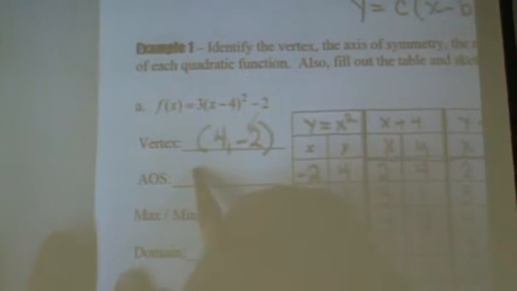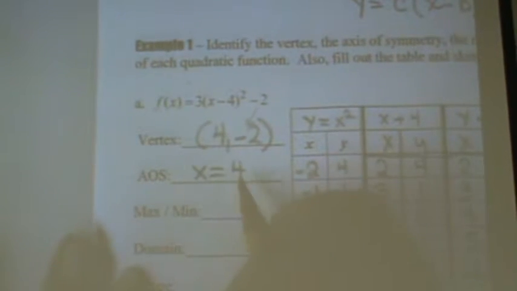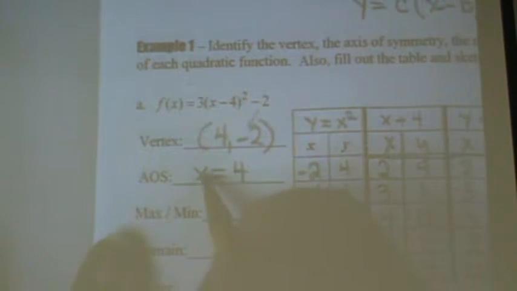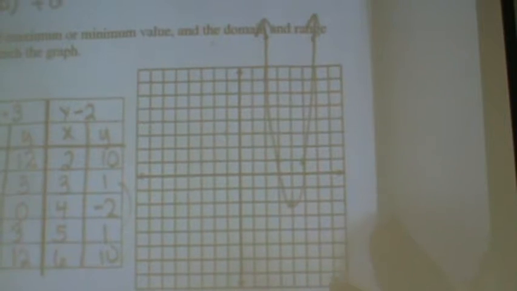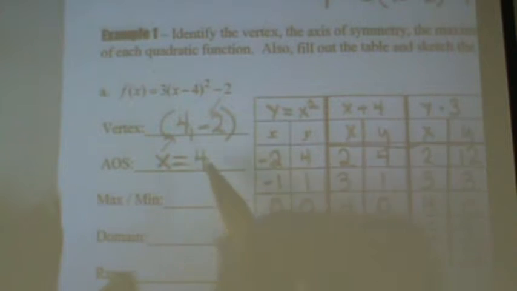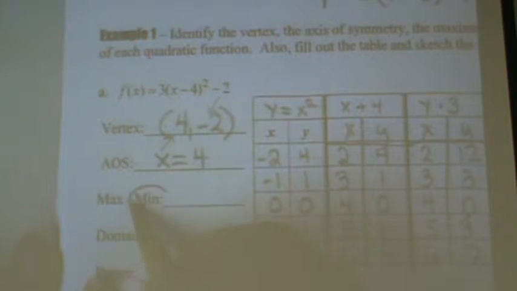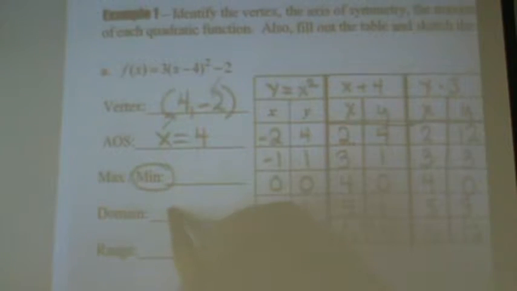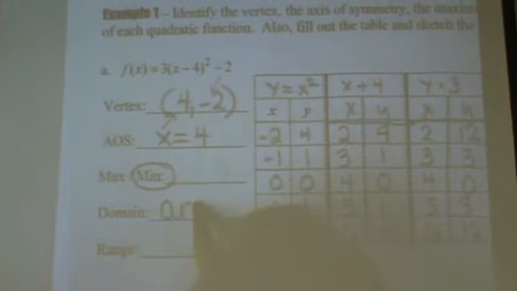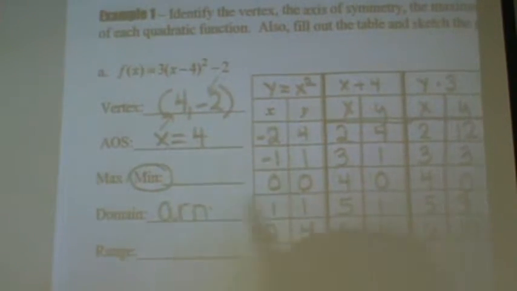Now your axis of symmetry will be x equals 4. Can you tell me how you get x equals 4? You're naming the x value of the vertex, exactly. So x equals 4, that's your imaginary line going through your vertex. Is our vertex a minimum or a maximum point? Minimum. It's the lowest point of the graph. Okay, your domain, what did I tell you the domain's always going to be? All real numbers. And the range, can you describe the range? What's the smallest y value?